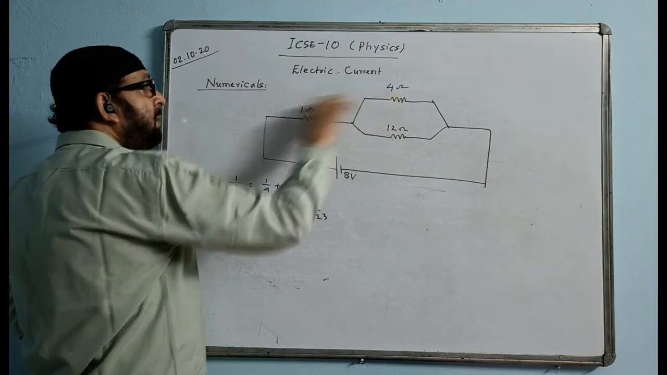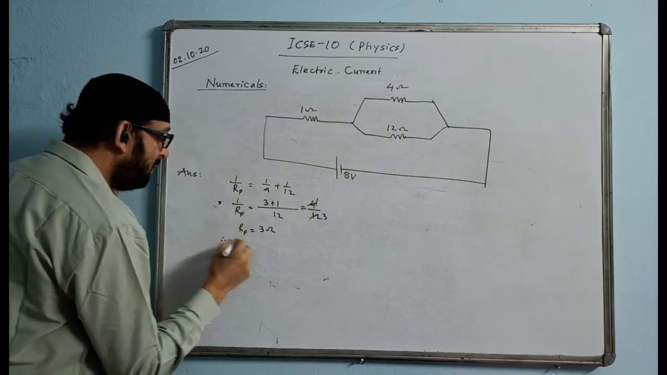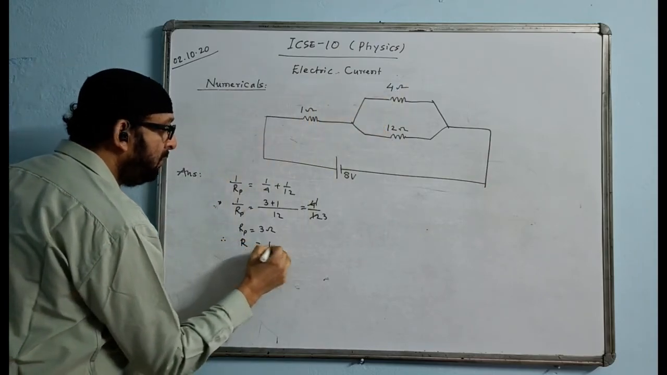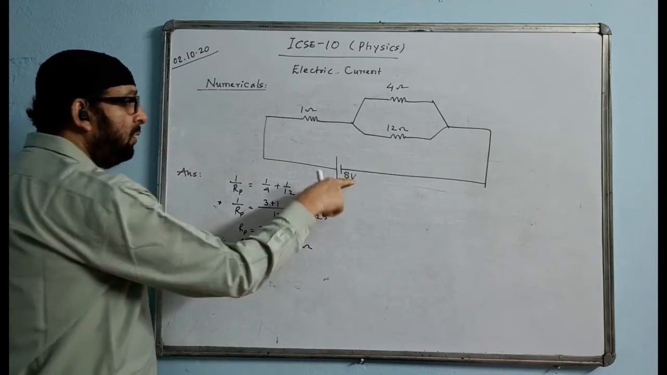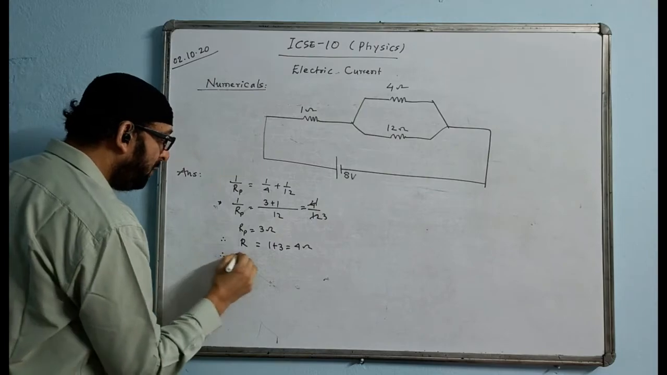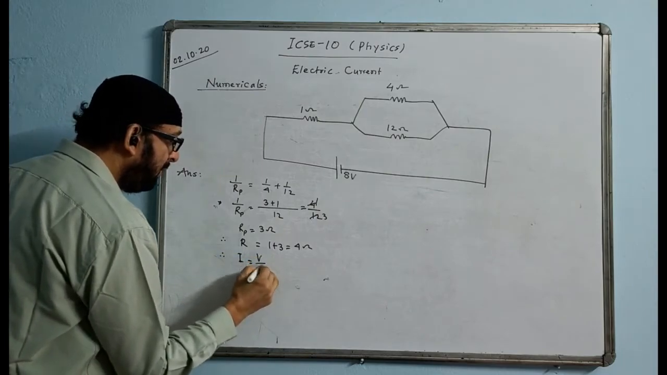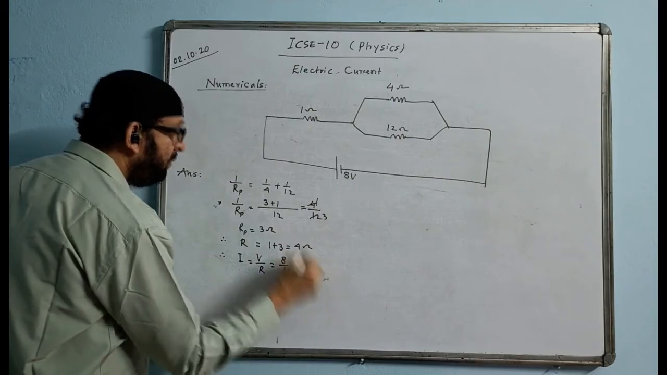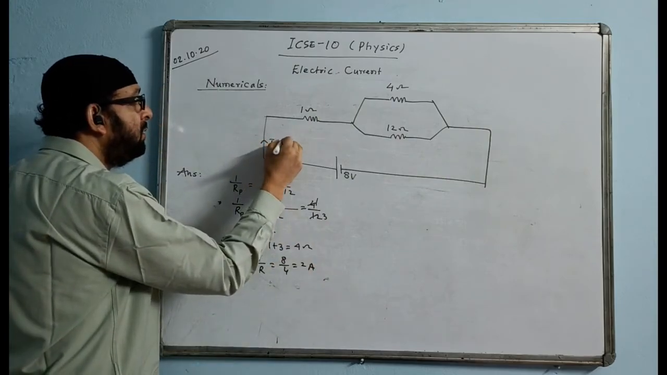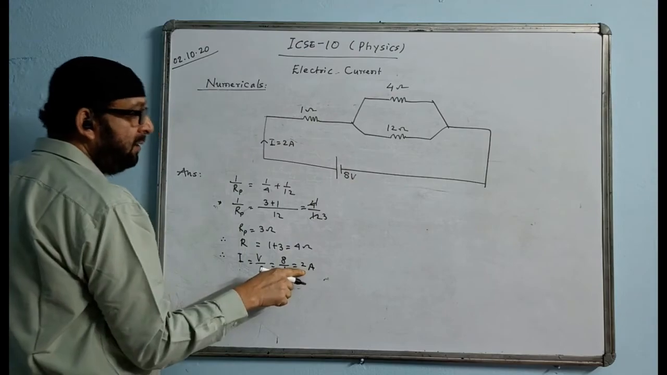So this is 3 ohm and this is 1 ohm. What is the total resistance then? R total will be equal to 1 plus 3, the answer is 4. And the total voltage we have is 8, therefore total current I will be equal to V by R. V is 8 divided by 4, the answer is 2 ampere. Here the current coming off is 2 ampere.